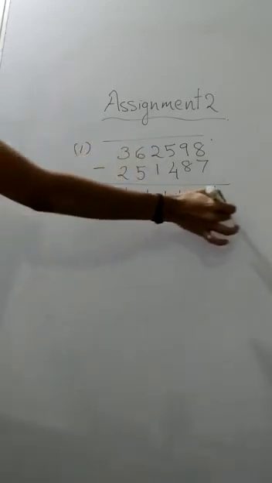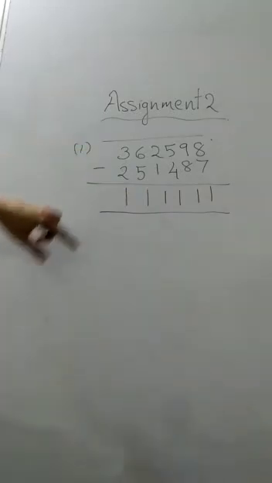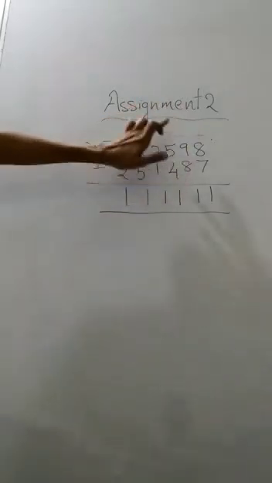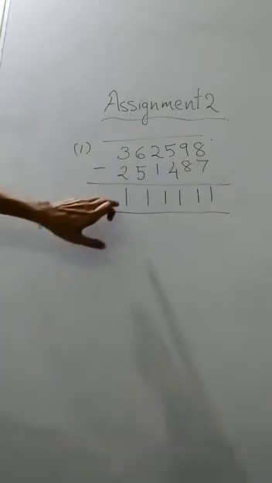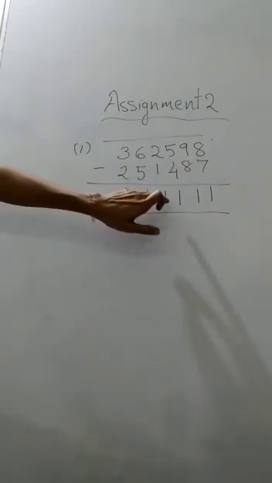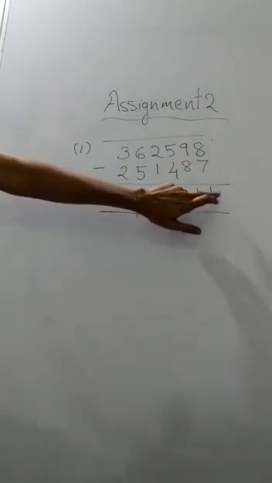So this will be the answer. This is the difference. Here there is no borrowing happening. All the numbers are being subtracted the same way as given. So the answer you got is 1, 1, 1, 1, 1, 1. This is the answer for the difference between these two numbers. Now let us go to the second question.